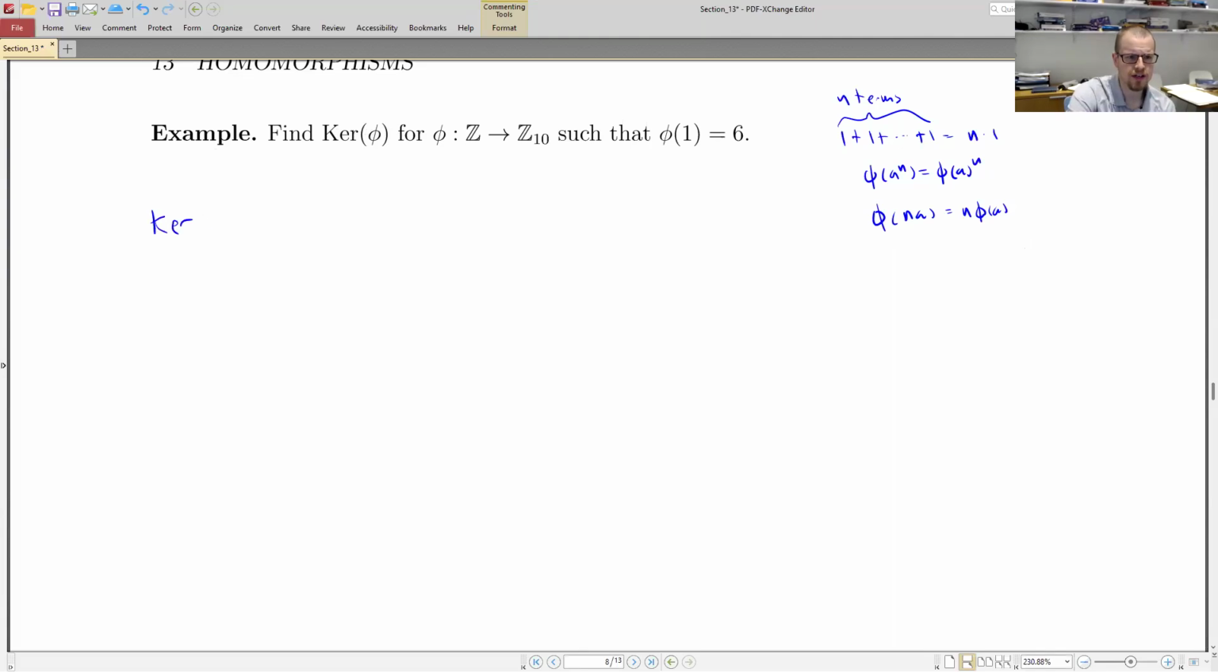So by definition, the kernel of phi is equal to all of the elements x that are in the domain of the mapping, such that phi of x gives us the identity. Now, the identity in Z10 is 0, so that's what we're looking for.